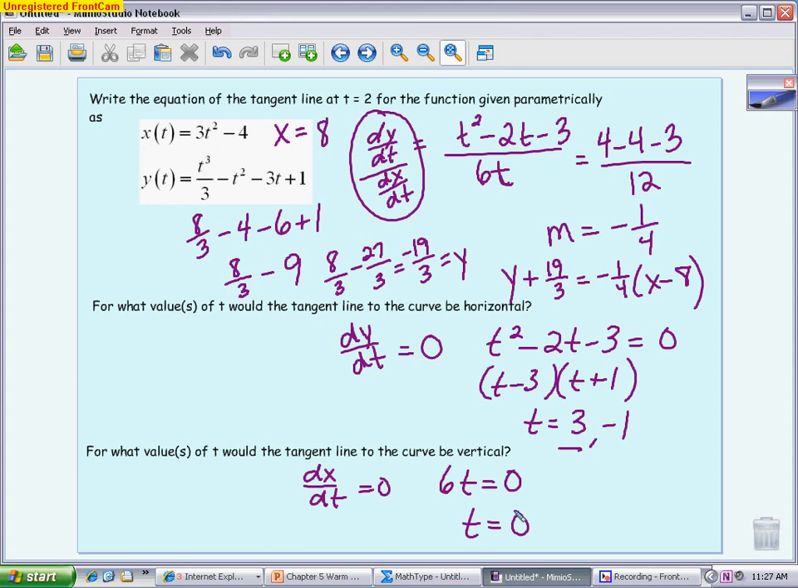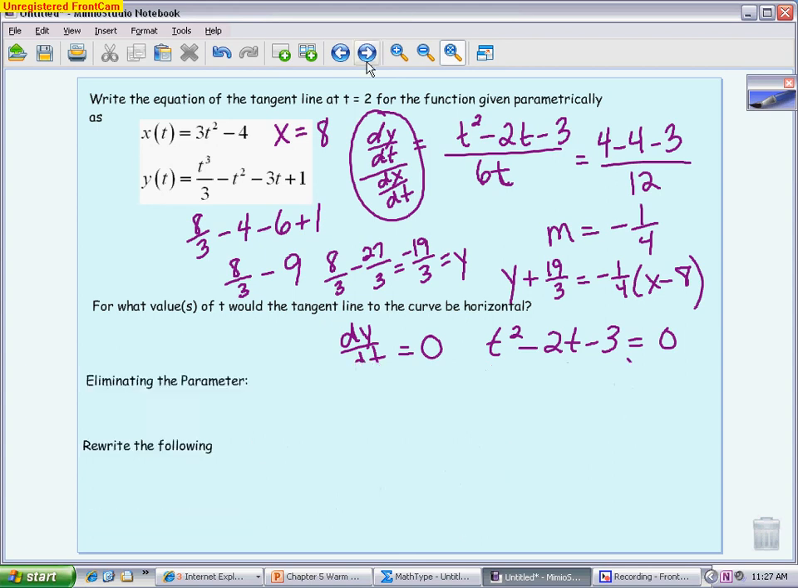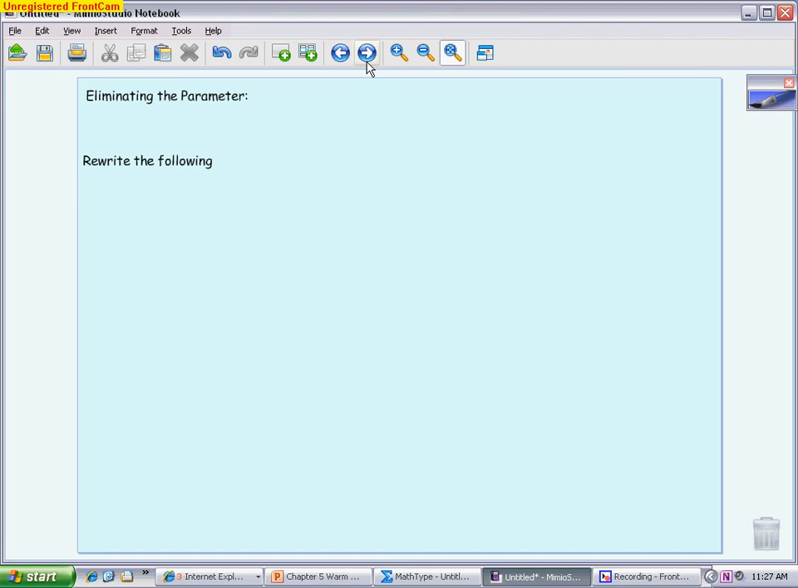So then I would take that 0 value and put it back into the original parametric equations. This would be very easy because t is 0. If I put it into x, I would get negative 4. If I put it into y, I would get 1. So I would say it happens at the point negative 4, positive 1. And actually, that's the last piece of this video.